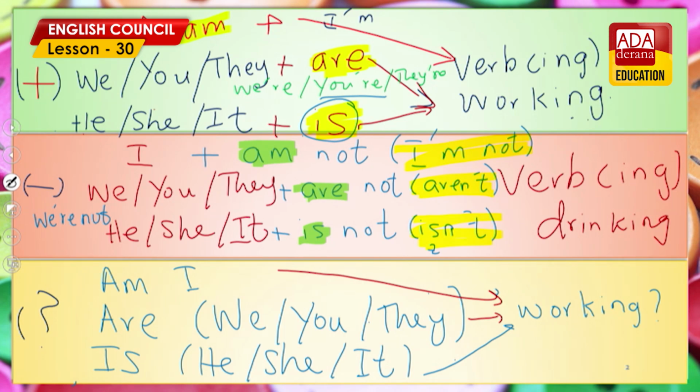Final verb, and the verb is cut. I am cutting, we are cutting, you are cutting, they are cutting, he is cutting, she is cutting, it is cutting. I'm not cutting, we aren't cutting, you aren't cutting, they aren't cutting, he isn't cutting, she isn't cutting, it isn't cutting.